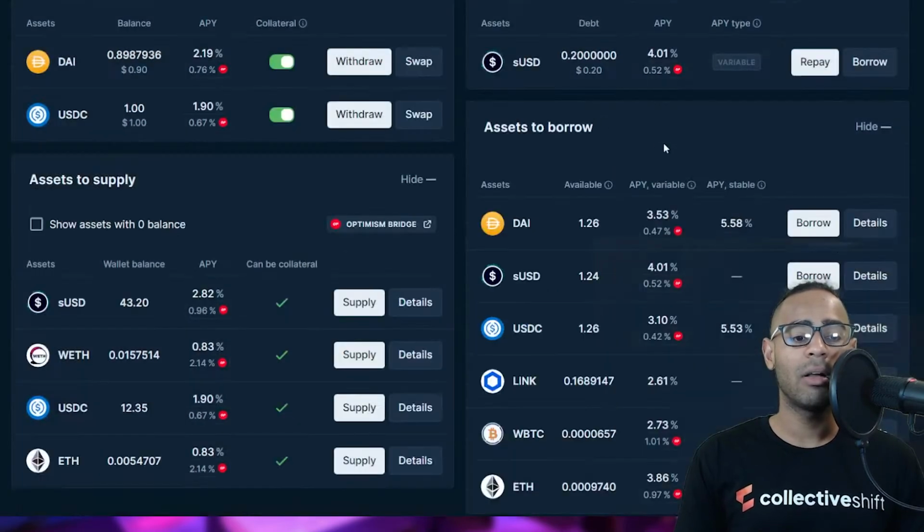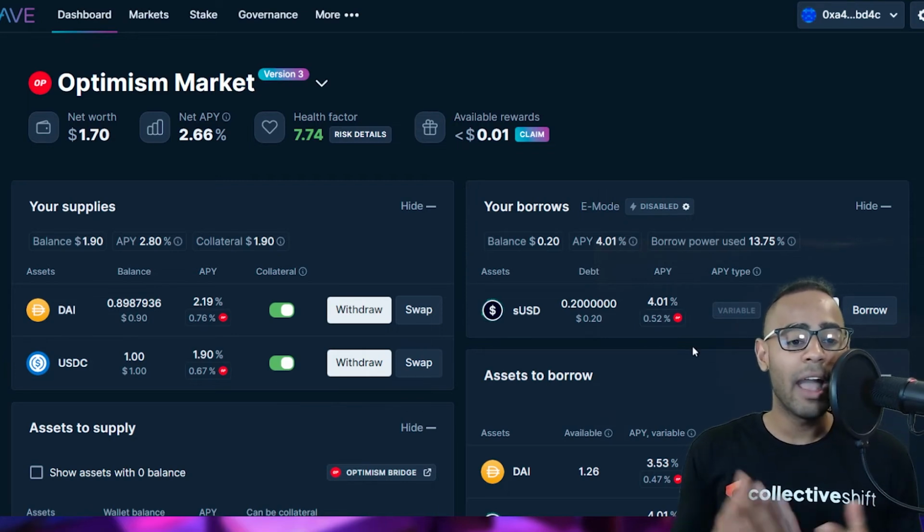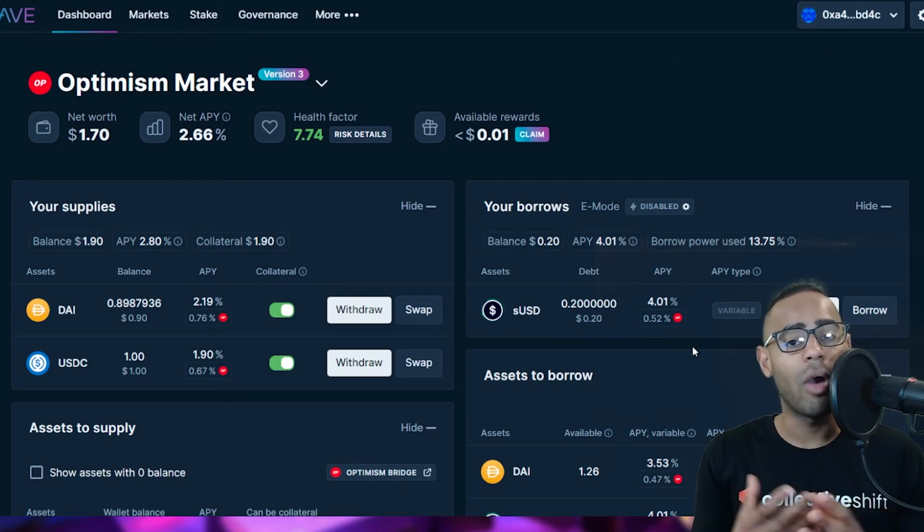Approved. Now it says I have borrowed nearly 0.2 cents, and the APY, what I have to be paying in SUSDC, is 4.01%. But Optimism themselves are giving me some tokens in return, 0.52% in tokens. And guys, that's how you can get involved with any application or any dApp, decentralized application, on Optimism.